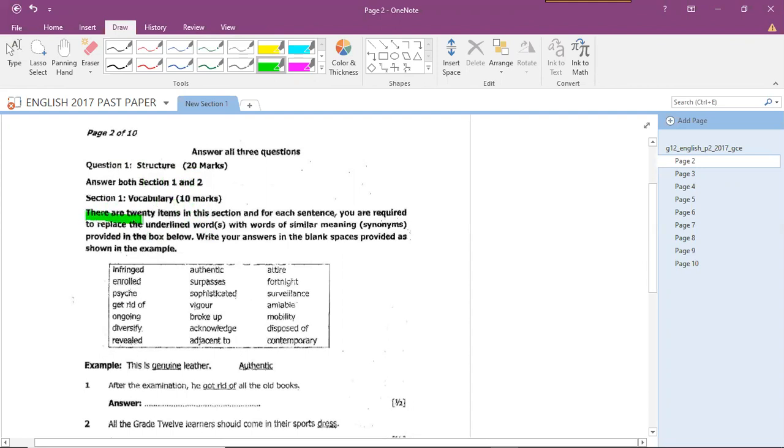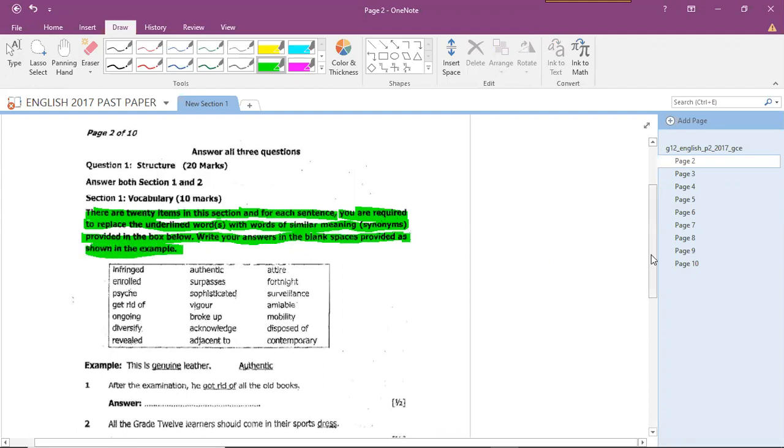So here they are saying there are 20 items in this section. And for each sentence, you are required to replace the underlined word or words. So it can be a single word or it can be a string of words, almost like a half sentence, with words of similar meaning. So similar meaning means synonymous, something that's close to the actual meaning. It won't necessarily be the exact same meaning, but it is synonymous. So it's close to the actual meaning, provided in the box below. Write your answers in the blank spaces provided as shown in the example below.